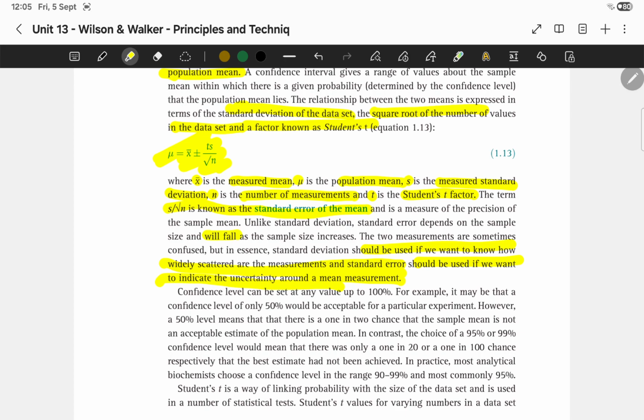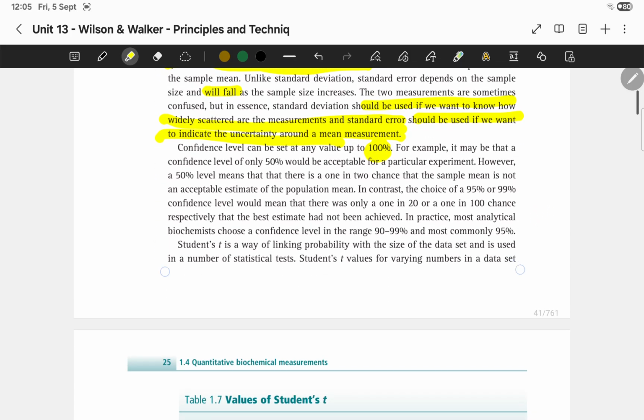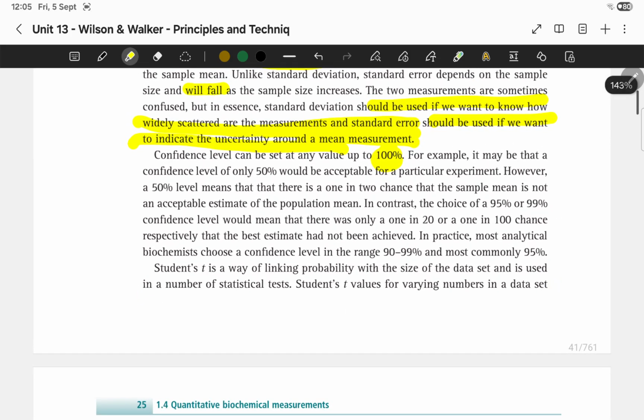The confidence level can be set up to a value of 100%. For example, it may be that a confidence level of only 50% would be acceptable for a particular experiment.